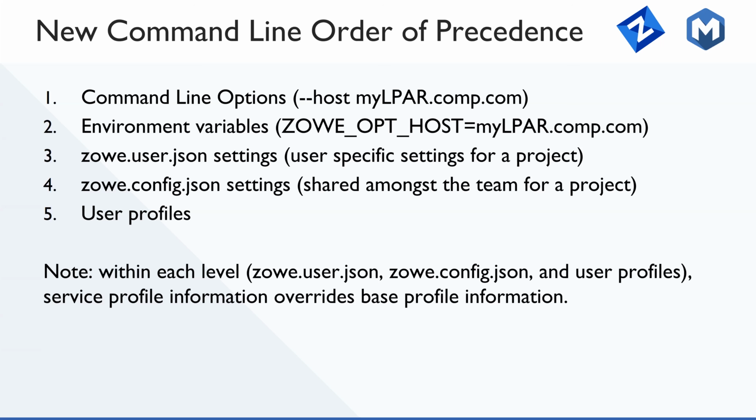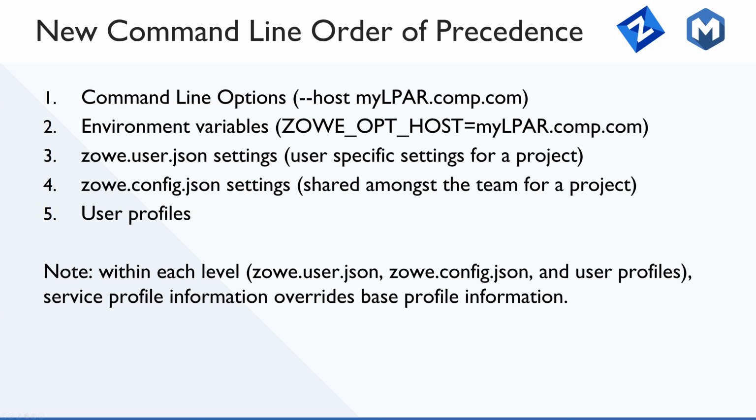If it's not there, we will look in that zowe.user.json for user-specific settings for a project. Not there, we'll look in zowe.config.json settings, which are shared amongst the team for a project. And if it's not there, we'll look in user profiles, which is what's available today. And also, I talked about service profiles and base profiles. A note in each level, 3, 4, and 5: service profile information would override base profile information.